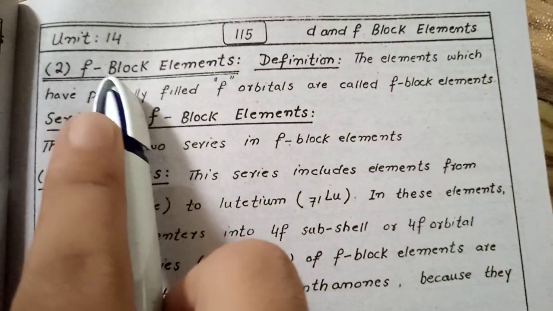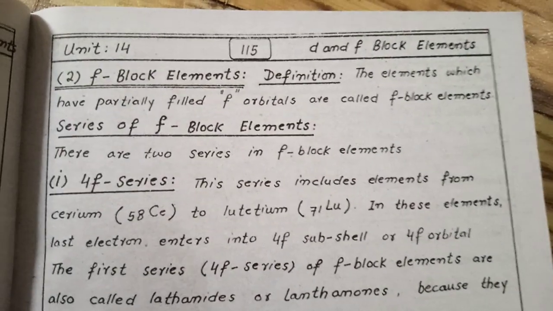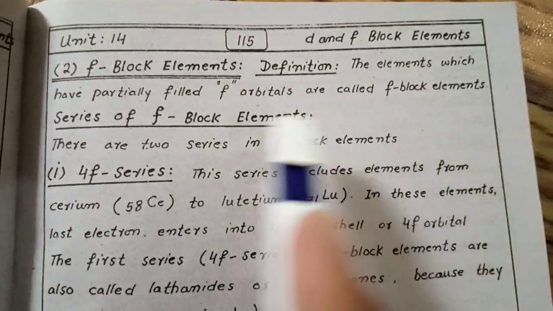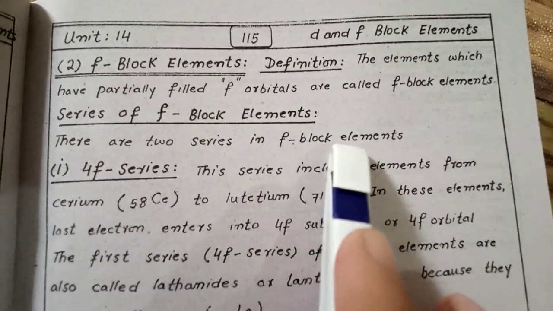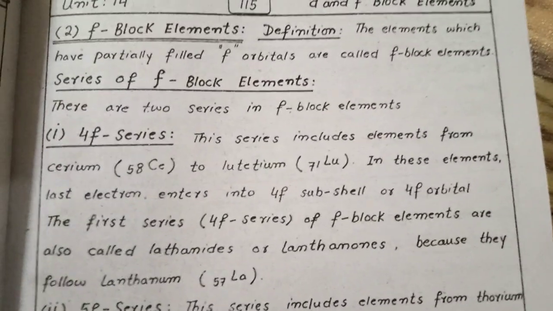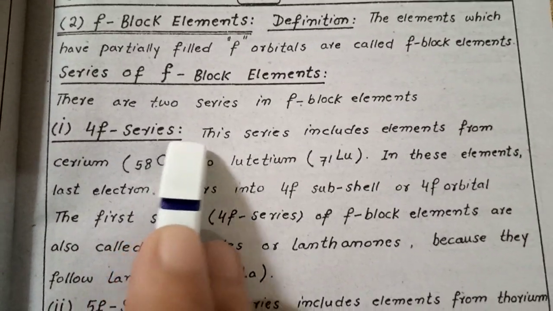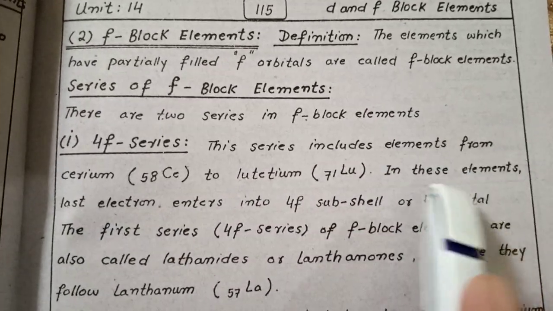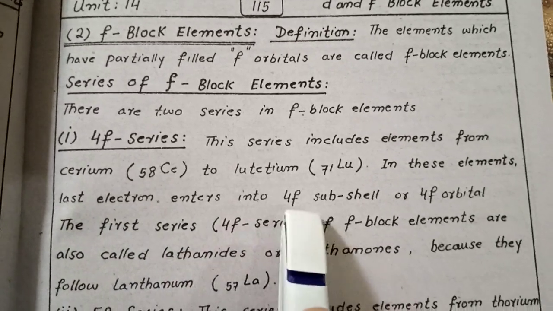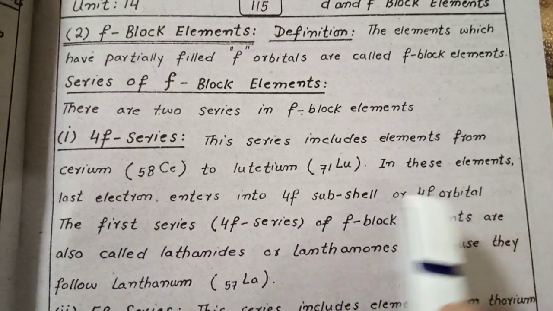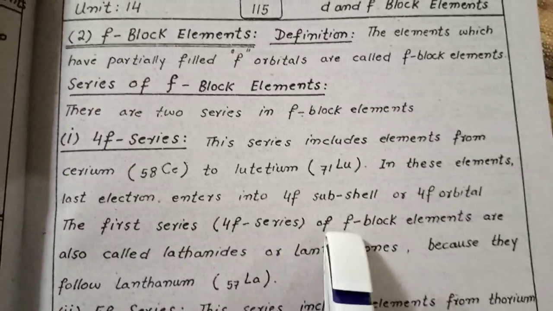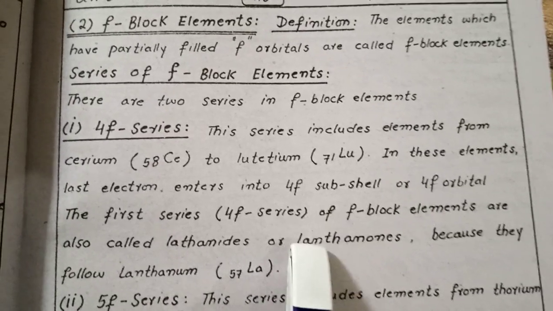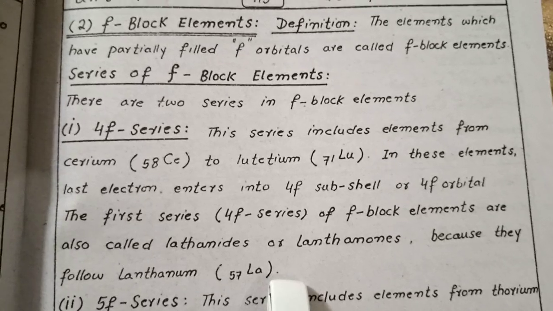Now let's see the F block elements. By definition, the elements which have partially filled f orbitals are known as the F block elements. There are two main series of F block elements, the 4f series and the 5f series. First of all, let's see the 4f series. This series includes elements from cerium to lutetium. In these elements, the last electron enters the 4f subshell or 4f orbital, and the first series of the F block elements is also called the lanthanides or lanthanoids because they follow lanthanum.